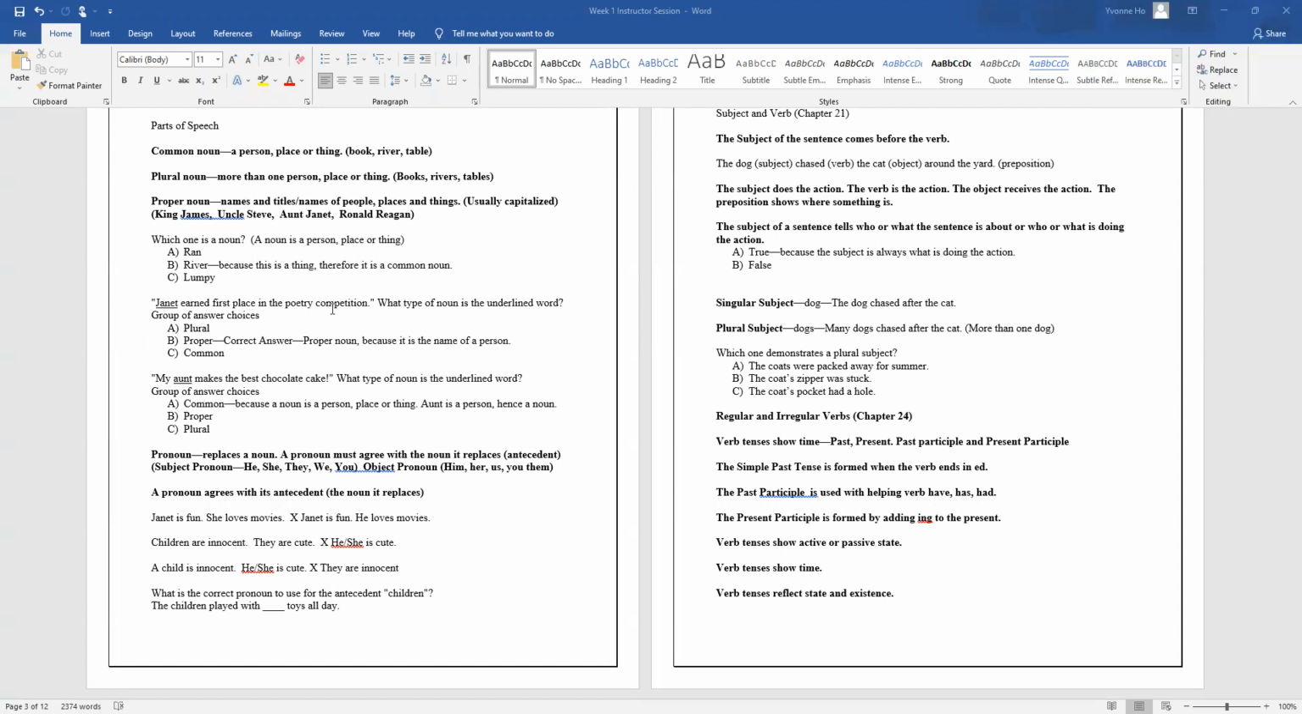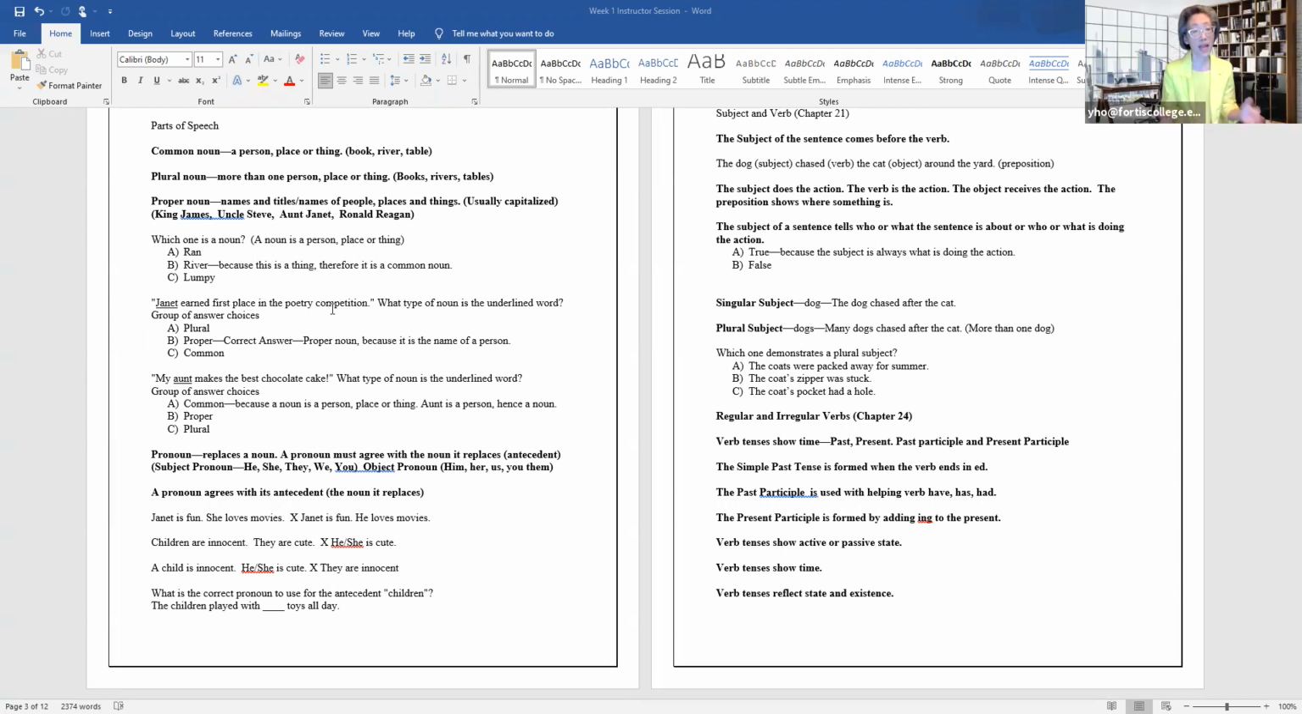Okay. Janet earned first place in the poetry competition. This is an actual quiz question. What type of noun is the underlined word? Here you have a proper noun because Janet is somebody's name. Remember that proper nouns are names and titles of people like King James, Aunt Jane, or Uncle Bob. All of these are capitalized and are proper nouns.